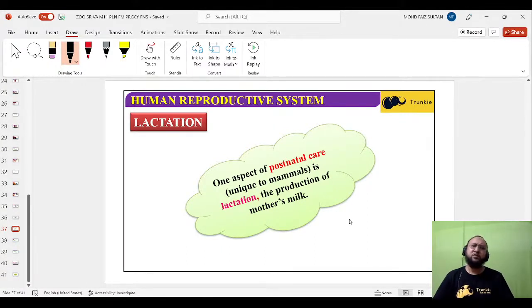One aspect of postnatal care unique to mammals is lactation. Not only in human beings, we see it in other mammals also, like cats. The production of mother's milk is another aspect of postnatal care. Milk is produced and accumulated. When pregnancy starts, there are some changes in the mammary gland, and that prepares the mammary gland for milk.